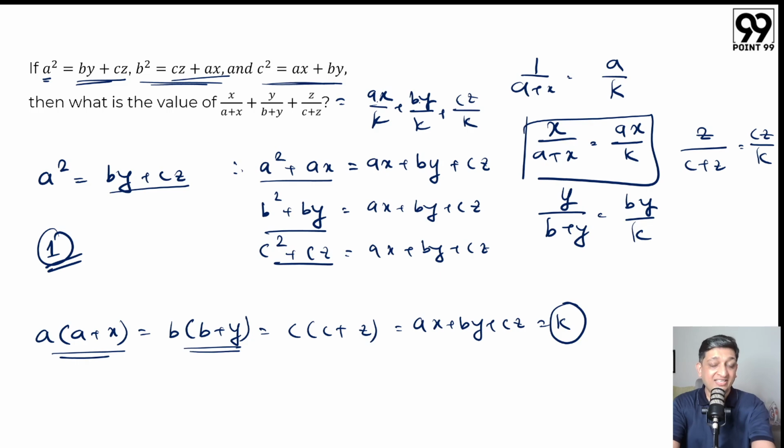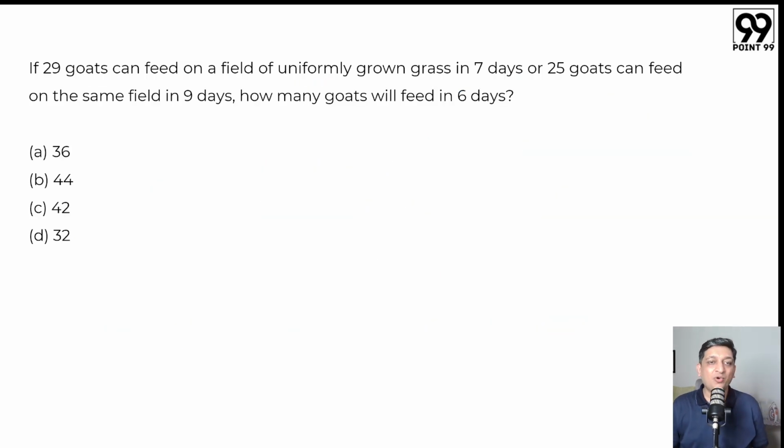Now let's have a look at the next question. If 29 goats can feed on a field of uniformly grown grass in 7 days, or 25 goats can feed on the same field in 9 days, how many goats will feed in 6 days? So although you might think that is a very easy question, you will try something, but you will not find the options to be matching your expectations.